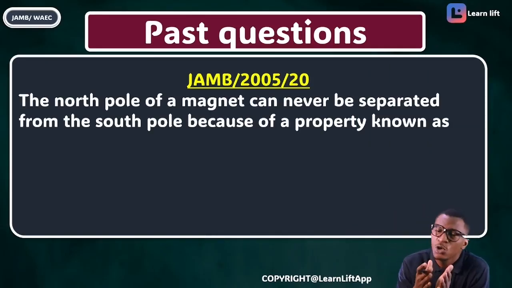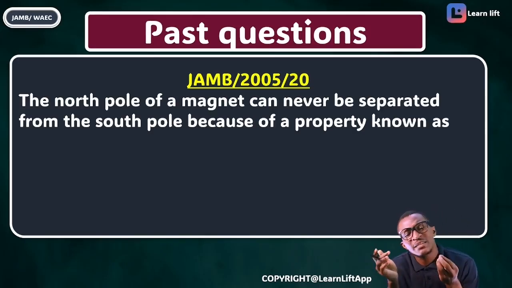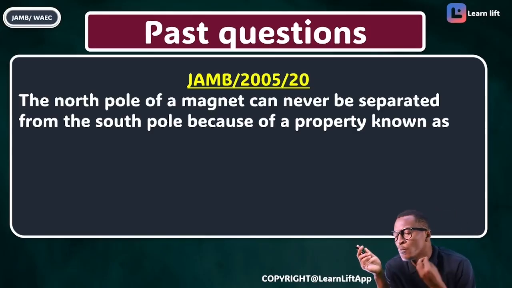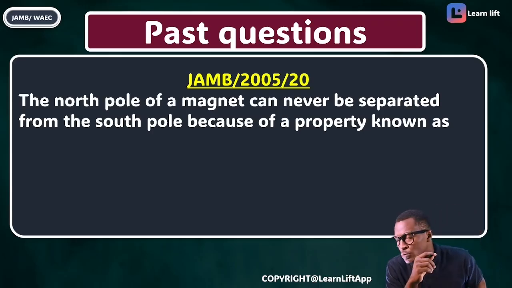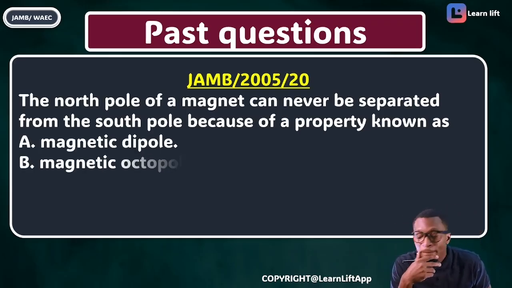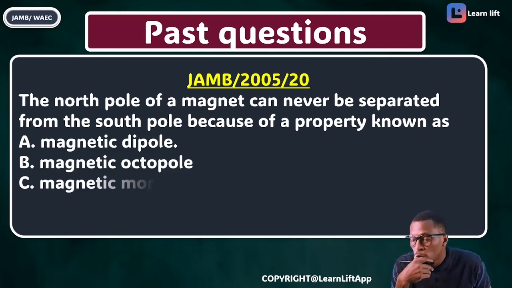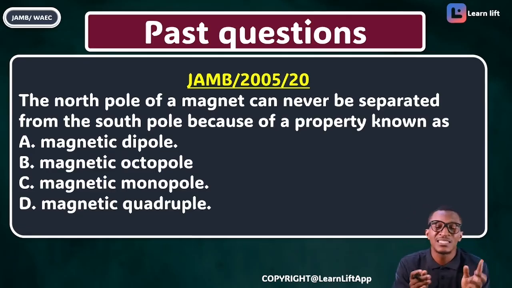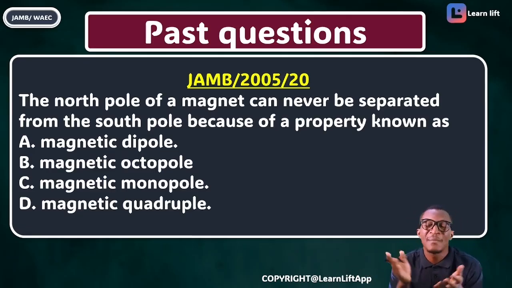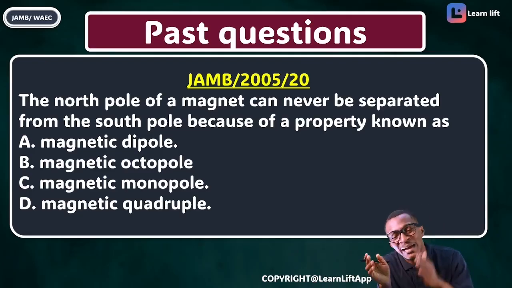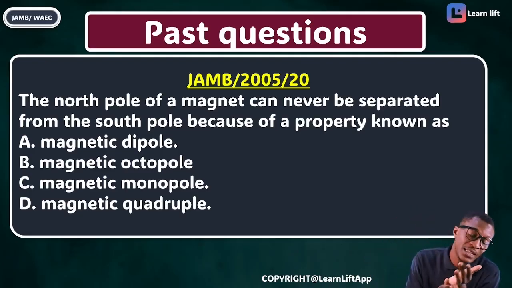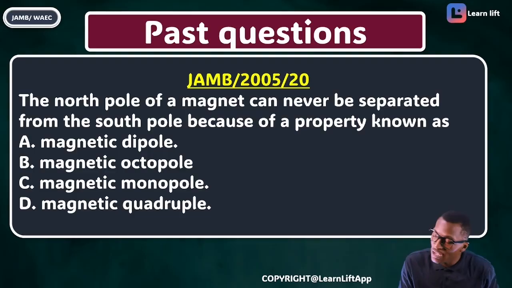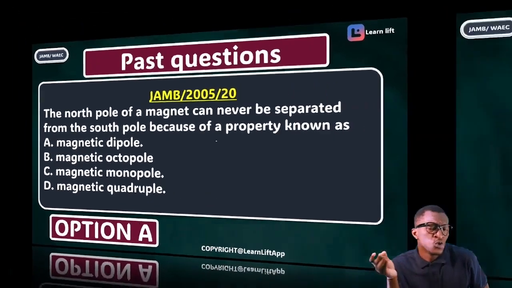The question says the north pole of a magnet can never be separated from the south pole because of which property? Option A, magnetic dipole. B, magnetic octopole. C, magnetic monopole. D, magnetic quadrupole. One student in the exam will go and say magnetic octopole or magnetic monopole. We said that magnets are dipole. Just as electric fields are dipole, magnetic fields are what? Dipole. That means they have both north and south, making option A the answer. Do you understand?